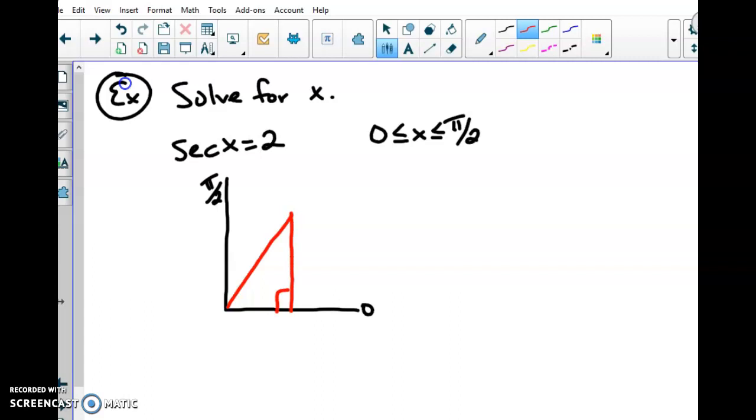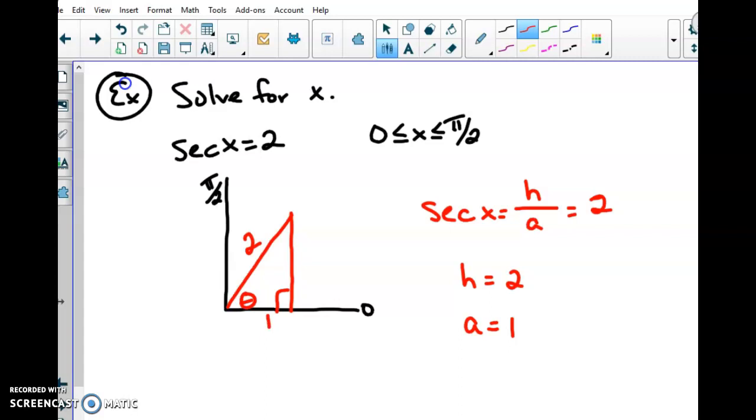in which it doesn't really matter what it looks like necessarily, but the main thing to remember is secant x equals hypotenuse over adjacent. So if this is supposed to equal 2, the easiest way to look at this is to set h equal to 2 and a equal to 1. And I say that because obviously 2 divided by 1 gives you 2. It's something easy to use, easy numbers. So I'm going to label my triangle.